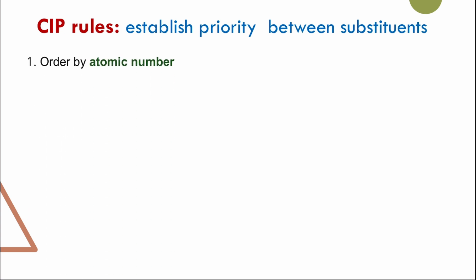So the first thing you need to look at is the atomic number of the atom directly attached to the carbon of the double bond. So the carbons which have the double bond, you have the two carbons. Let's say this is carbon 1 and this is carbon 2. So we look at carbon number 1 and the two substituents attached to it, and then we arrange the two atoms attached to carbon number 1 based on the atomic number.